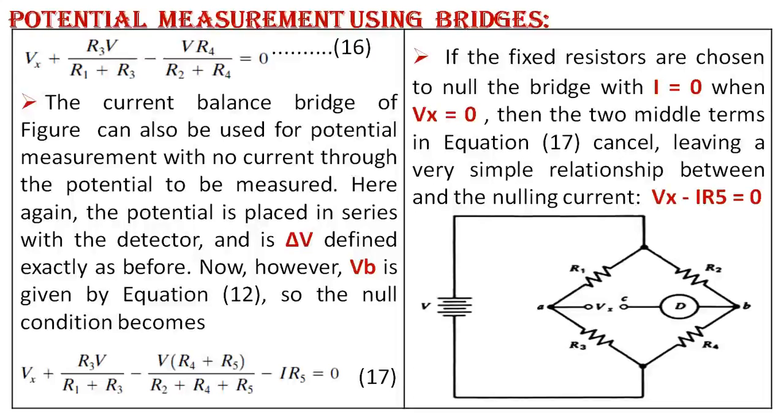If the fixed resistors are chosen to null the bridge with I equal to 0 when Vx is equal to 0, then the two middle terms in equation 17 cancel, leaving a very simple relationship between Vx and the null current: Vx minus IR5 is equal to 0. So that is the diagram of potential measurement using bridges.